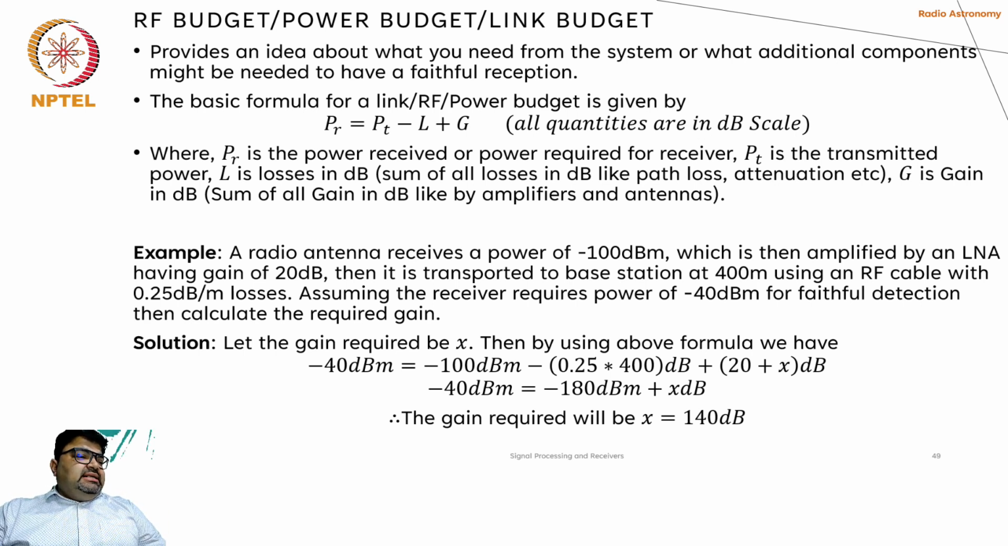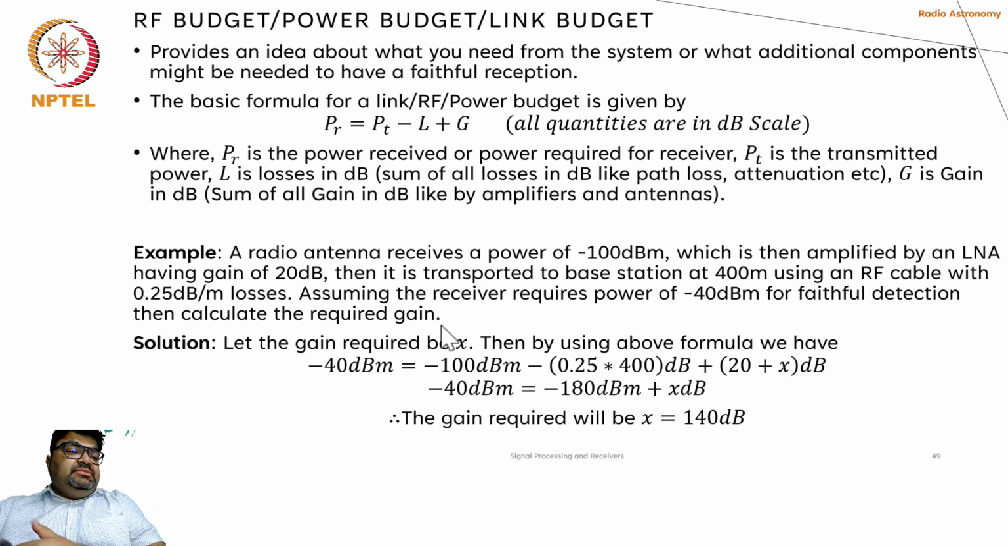For example, I use an example to demonstrate: a radio antenna receives a power of minus 100 dBm, which is then amplified by an LNA having a gain of 20 dB. Then it is transported to the base station at 400 meters using an RF cable with attenuation losses of 0.25 dB per meter. Assuming the receiver requires a power of minus 40 dBm for faithful detection, calculate the required gain. So the receiver requires a certain input power to do its job properly.